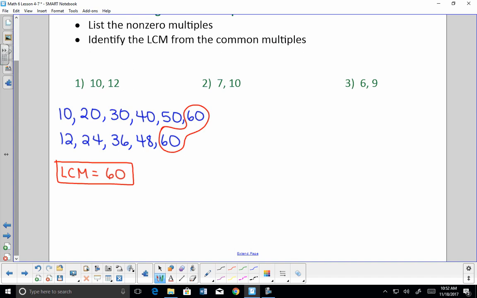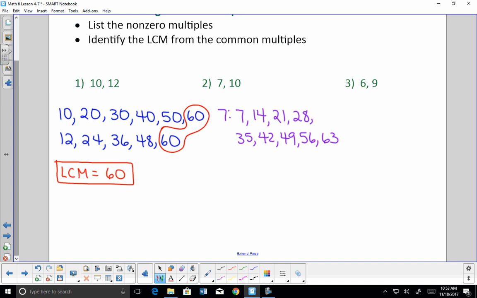Let's take a look at the next problem. All the multiples of 7. Okay, 7 times 1 is 7. 7 times 2 is 14. 7 times 3 is 28. 21, not 28. See, if you mess up somewhere along the line, it will mess up the entire thing. 7 times 3 is 21. 7 times 4 is 28. 7 times 5 is 35. 6 times 7 is 42. 7 times 7 is 49. 8 times 7 is 56. 9 times 7 is 63.